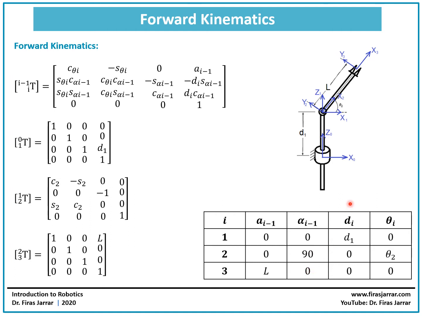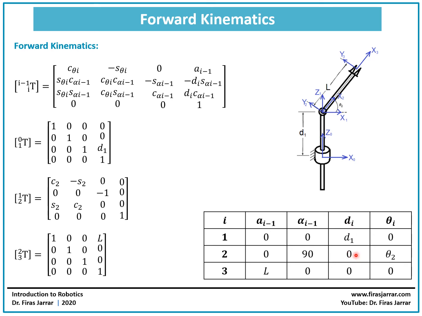Now let's look at the link offset, starting with D1. D1 is the perpendicular distance along Z1 between X0 and X1. So this is D1 here, which is a variable. D2 is the perpendicular distance along Z2 between X1 and X2. They are both intersecting at the same point along Z2. So this is going to be 0 here.